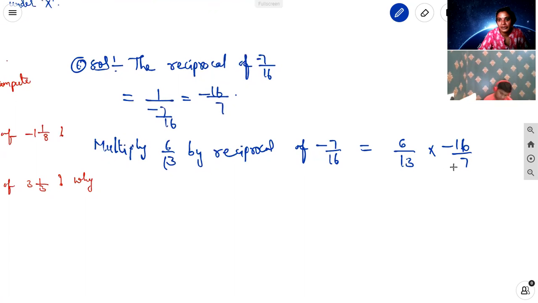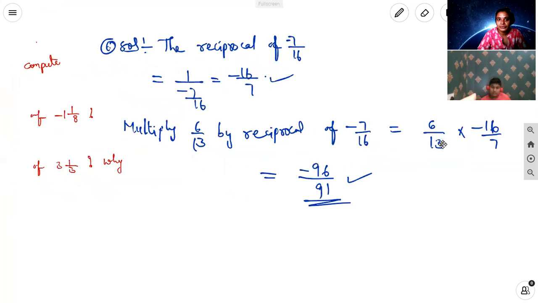Minus 16 by 7. It is equal to the product of these two numbers. 6 sixes are 36, so minus 96. 6 into minus 16, plus into minus is minus. 16 sixes are 96. Next, 13 sevens are 91. So we multiply 6 upon 13 by the reciprocal of minus 7 upon 16. First we take the reciprocal of minus 7 upon 16. That becomes minus 16 upon 7. Multiply these two numbers, and what you get is the answer.